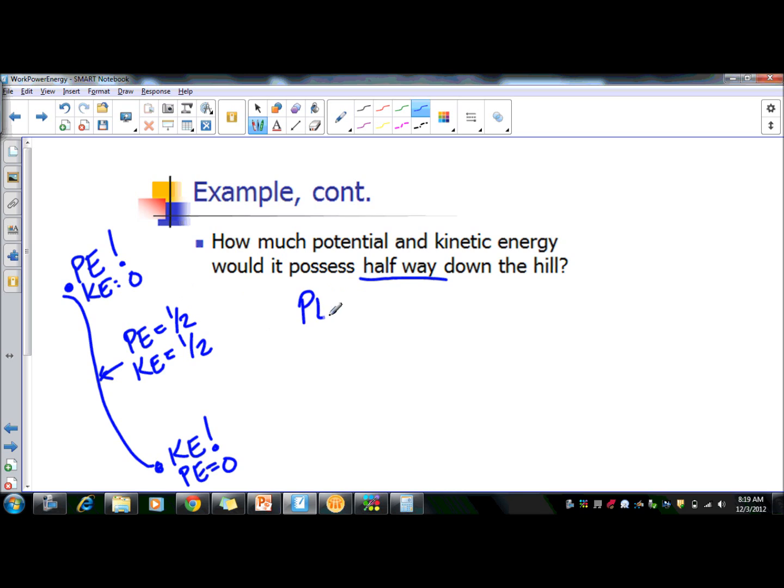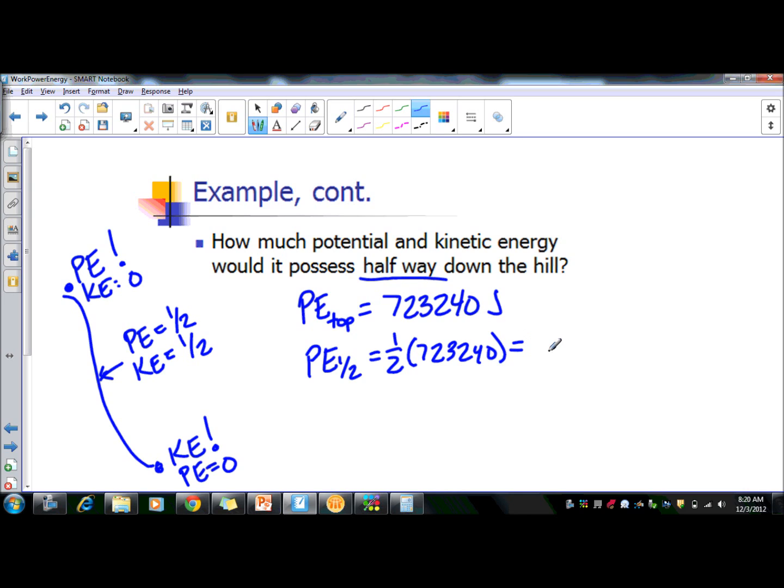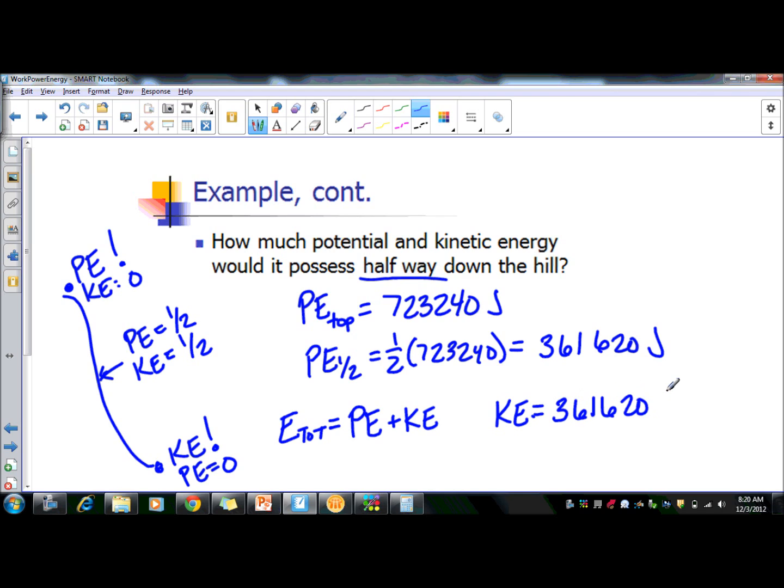So at the top, the potential energy is 723,240 joules, then the potential energy halfway down will be half of this original, which will be 361,620 joules. And the kinetic energy will be the other half of this original. Remember the total energy is equal to potential plus kinetic. So if half of the total energy is potential, then the other half has to be kinetic. So kinetic energy will also equal 361,620 joules.